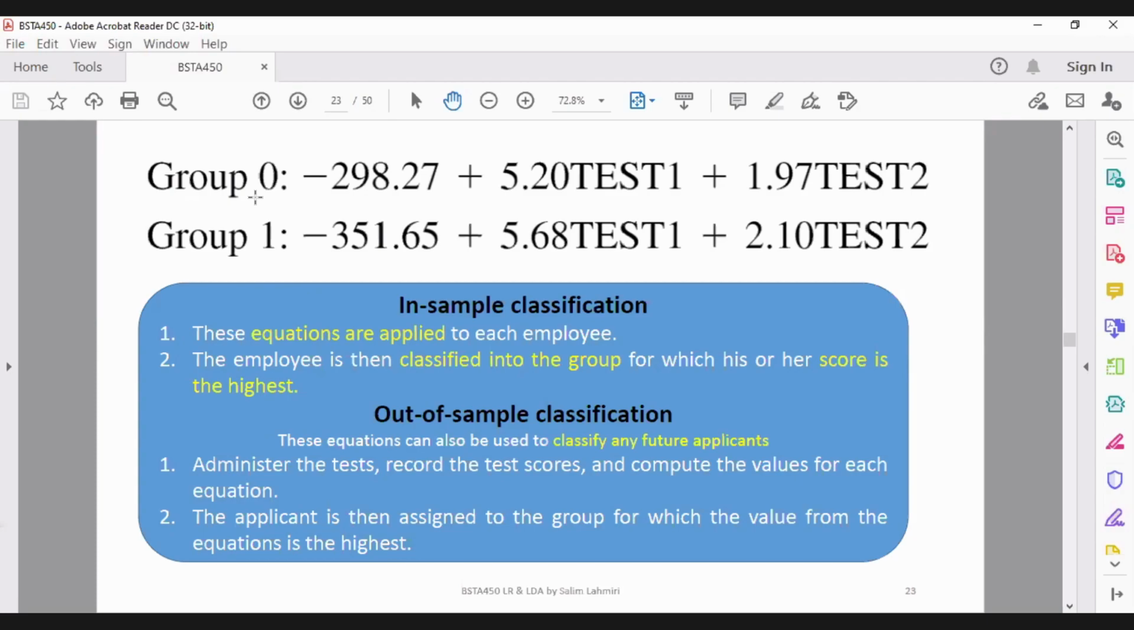Out of sample classification, these equations can also be used to classify any future applicants. For example, administer the tests, record the test scores, and compute the values for each equation. Then the applicant is assigned to the group for which the value from the equation is the highest. Any question regarding this?